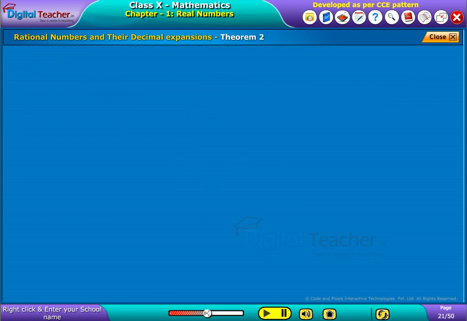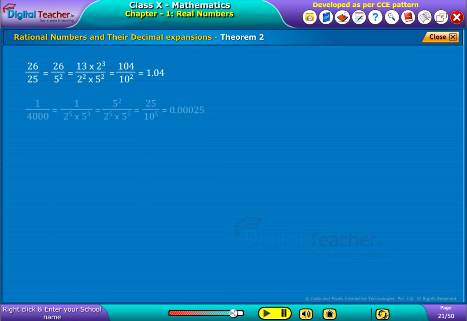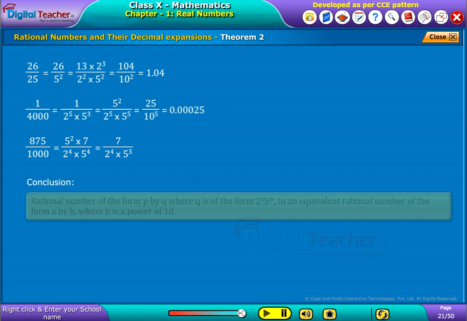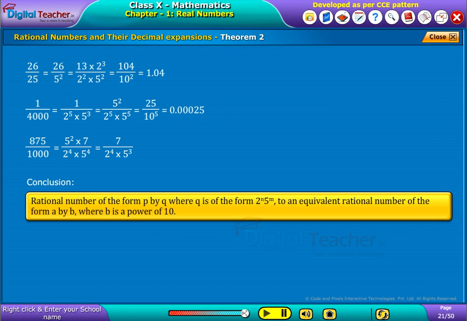For example, the rational number 26 by 25 is expressed as 26 by 5 square. Now the primes for both the numerator and the denominator are as shown. Thus by further solving, we get 1.04. Similarly, the expansions of the other two rational numbers are as shown on screen. Now, let us solve an example problem on this theorem.